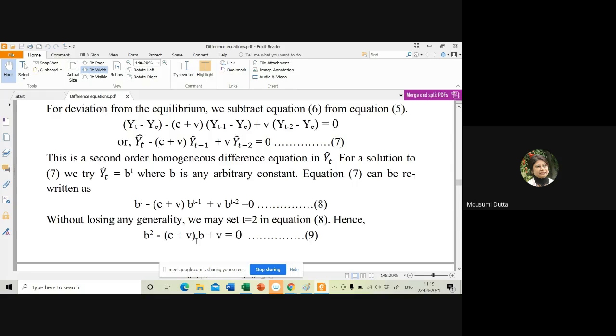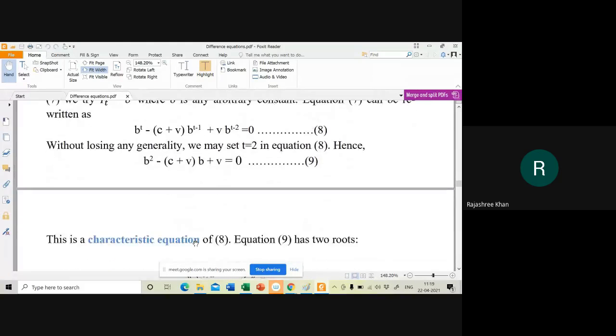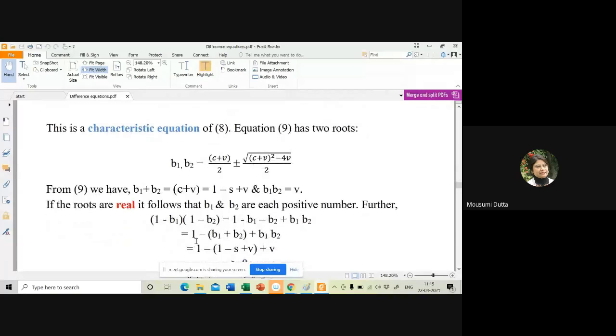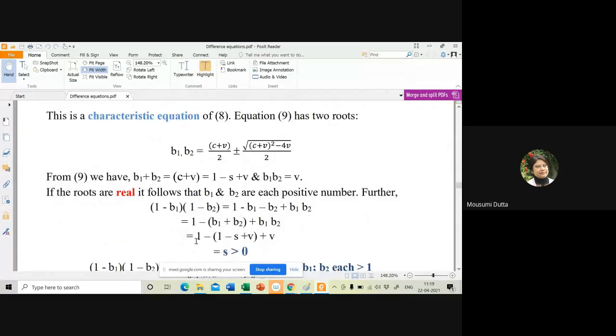Now what is the value of 4ac? 4v. So are we getting this one? Yes, ma'am. Hope everybody got this one.